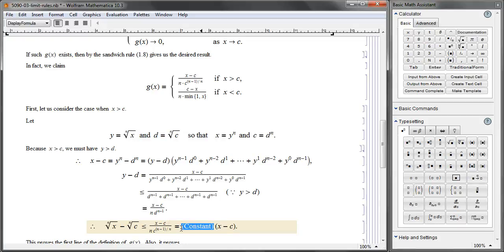We were able to bound this function nth root of x minus nth root of c by some constant times x minus c, which goes down to 0.